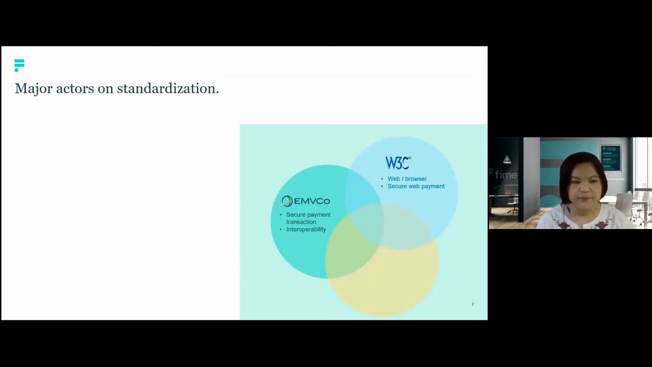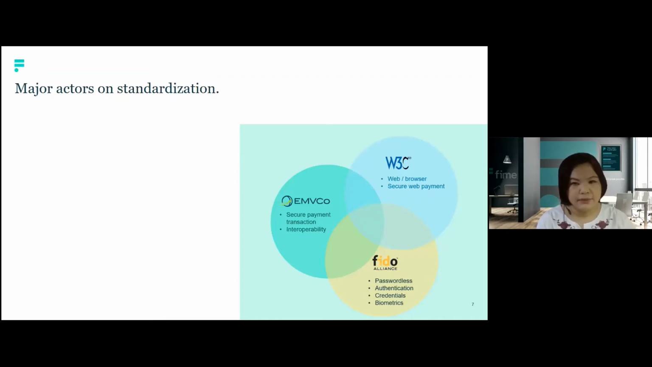And the third one, FIDO Alliance, was established in 2012, more focusing on authentication experience, trying to remove passwords from the authentication use cases. The main members of FIDO Alliance are Google, Amazon, Intel, Thales, Apple, Microsoft, and Docomo.